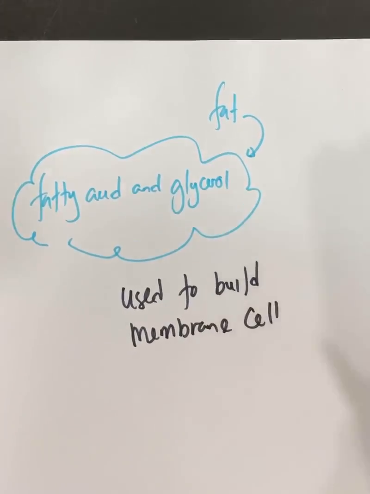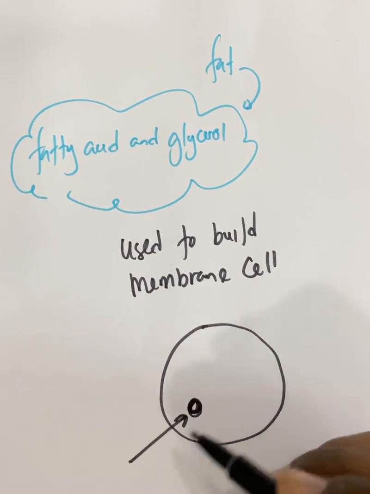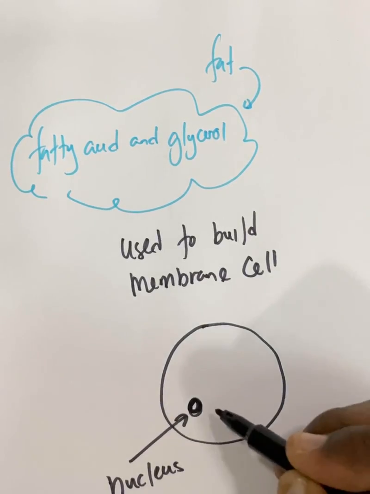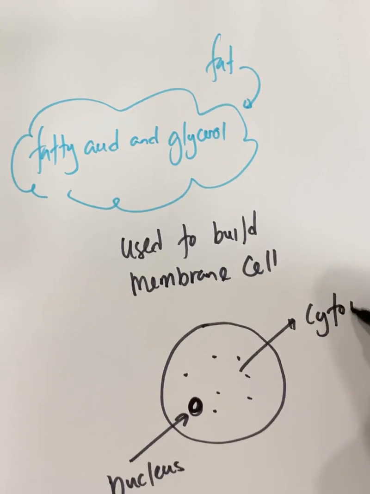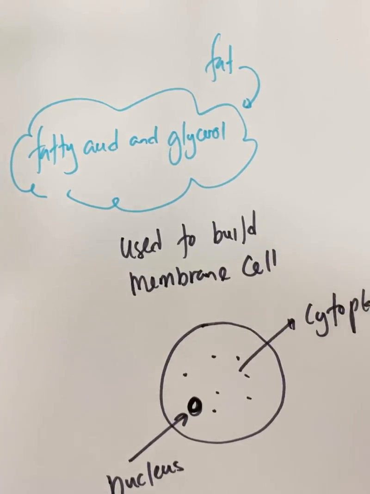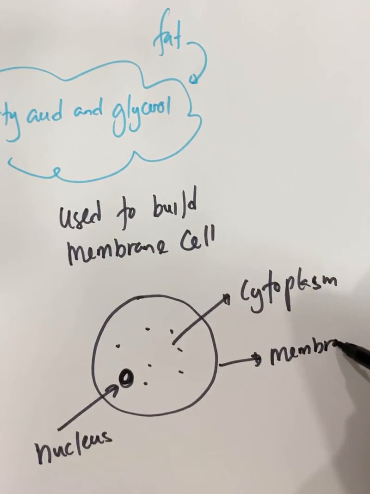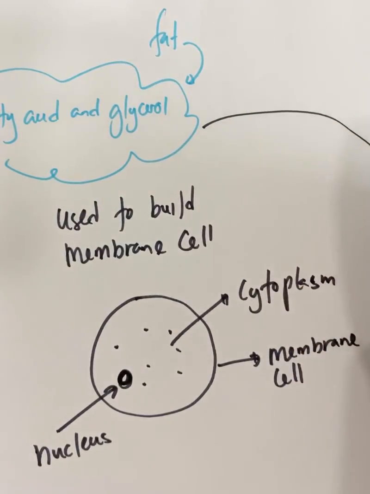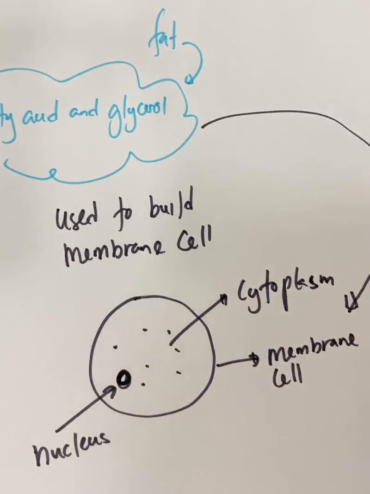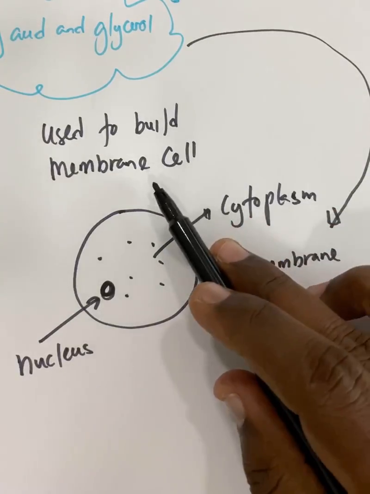Fatty acid is used to build the cell membrane. As we know, this is a cell. The cell contains a nucleus, this structure is known as cytoplasm, and this is our cell membrane. The structure of the cell membrane is basically made up of lipid compounds. The lipid compound is obtained from fatty acid and glycerol, so it's used to build the cell membrane.